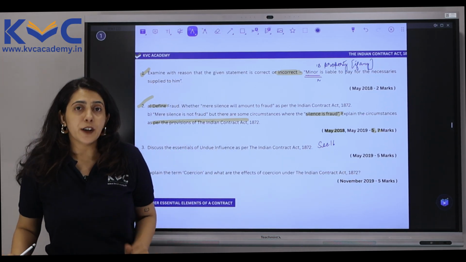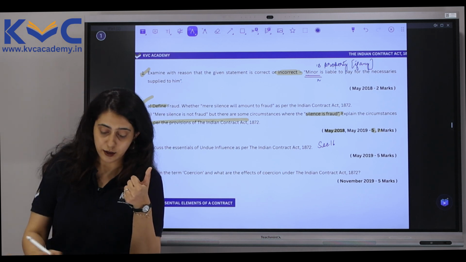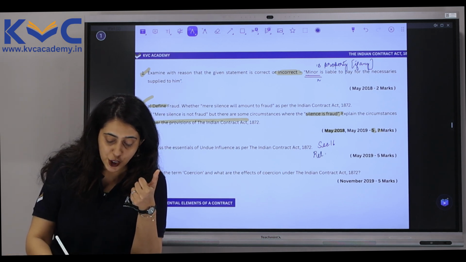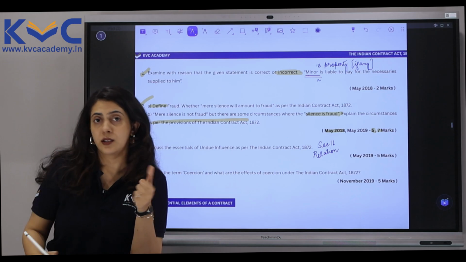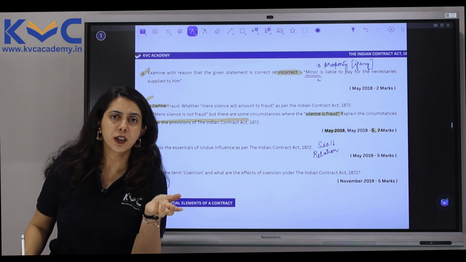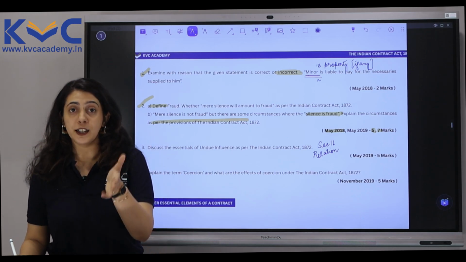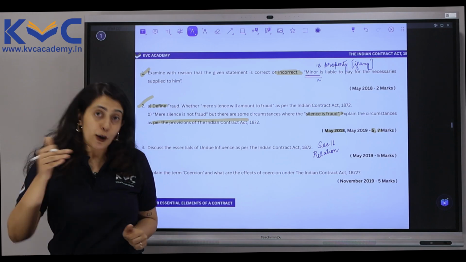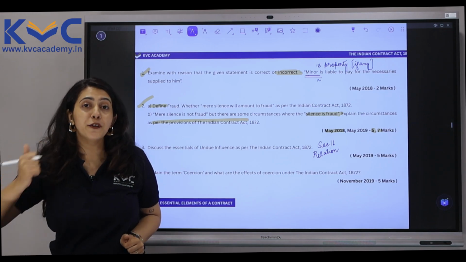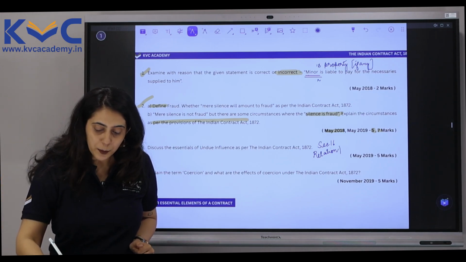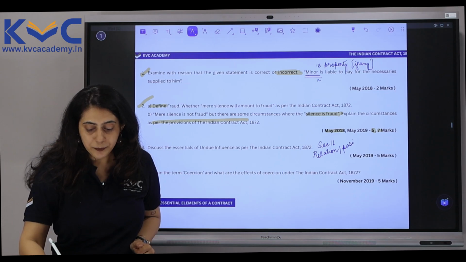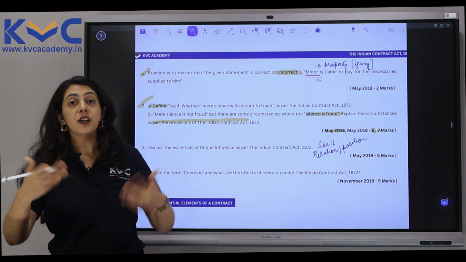Now what are the essentials of undue influence? Firstly, we have to check the relation between the parties. Should there be a relation or should it not be there? It has to be there. A relation needs to exist. Now, if a relation needs to exist, what kind of relation? A relation where one person is in a position to dominate the will of the other person.